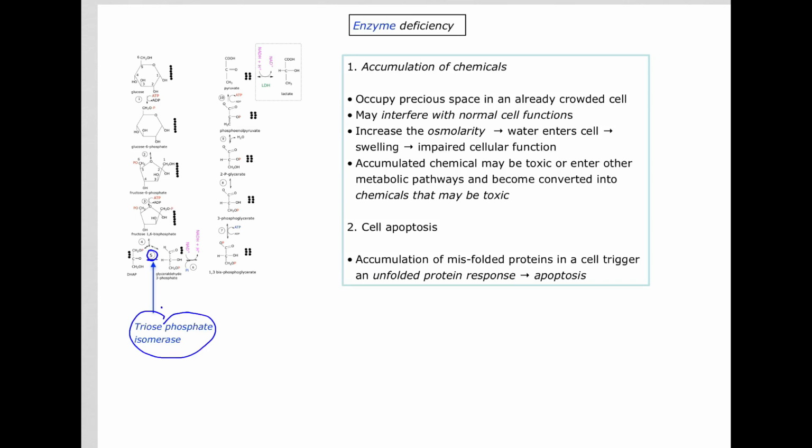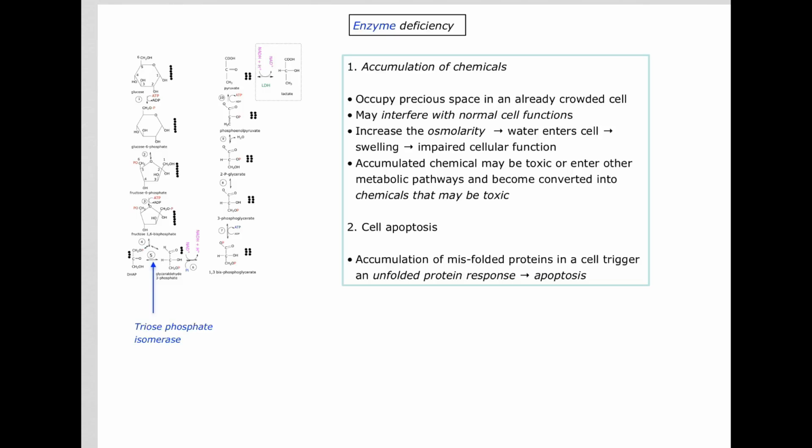So if reaction number 5 does not happen, that means dihydroxyacetone phosphate will not be converted to glycerol 3-phosphate, and that will lead to the accumulation of DHAP. So basically, glycolysis will continue and stop here, and more and more DHAP will form. So the first consequence of not having a certain enzyme is the accumulation of a certain chemical.